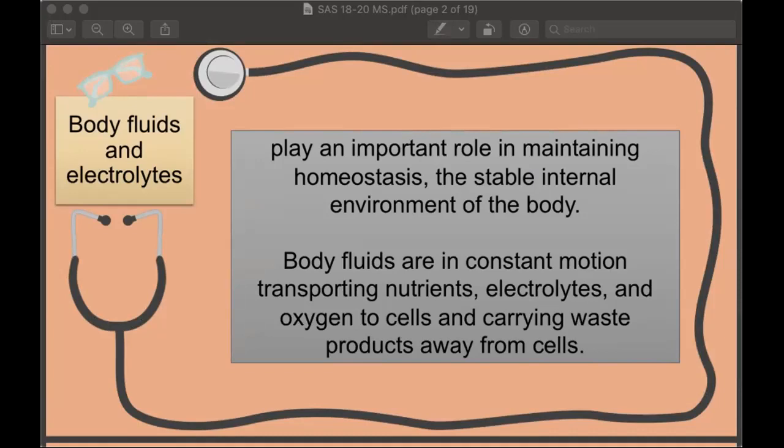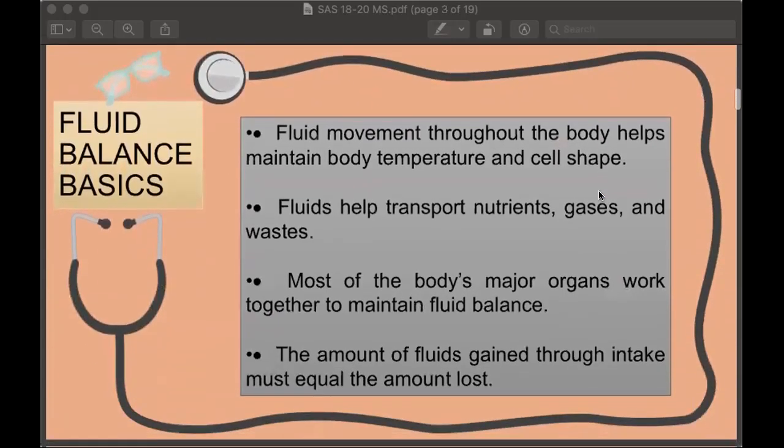Everything that we eat or put in our mouth is transported by the body fluids and electrolytes also, and oxygen to cells, and carrying waste products away from the cell. Clear? Okay. So it says here, the majority of the oxygen in the body is transported by, do you still remember? The hemoglobin. Very good. And hemoglobin is found in the RBC. Okay, very good.